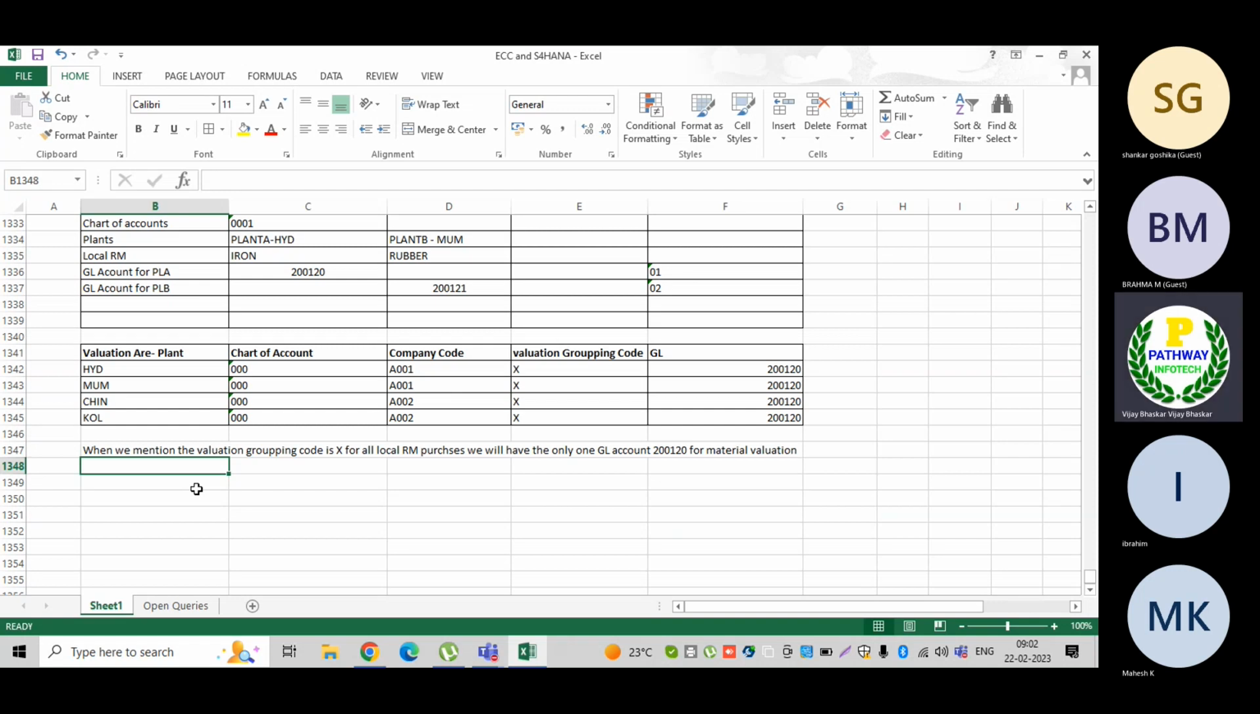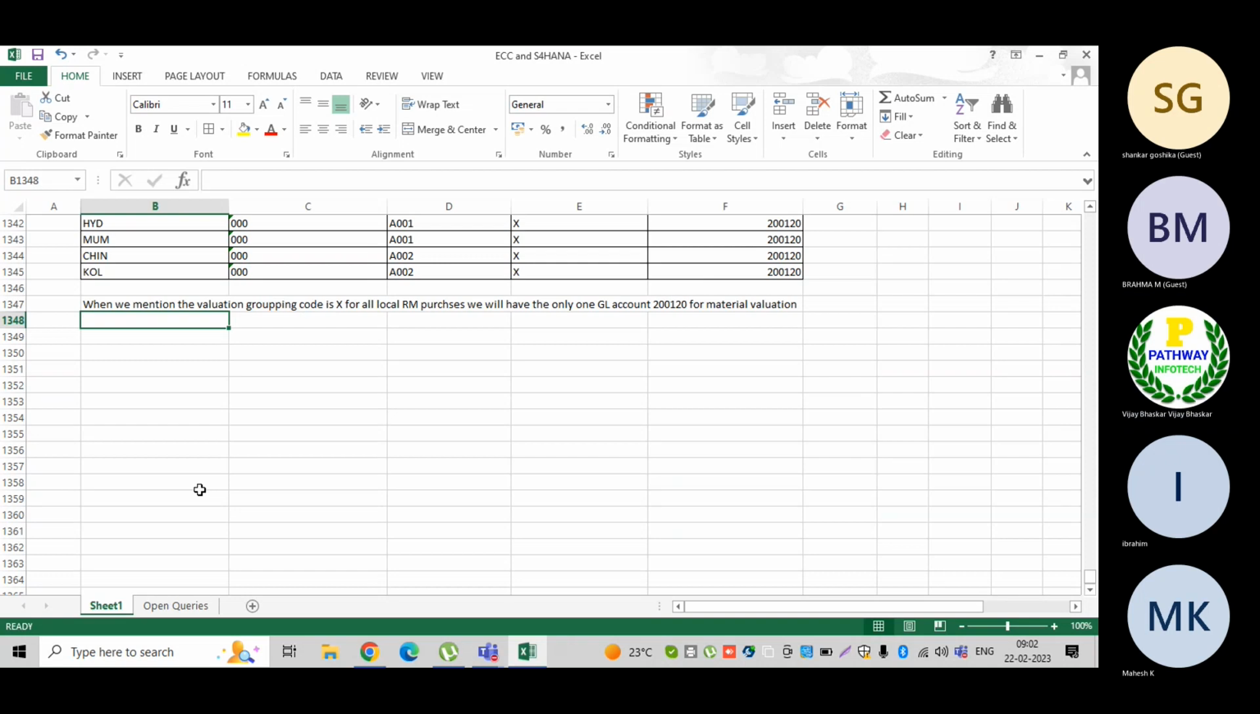Fine. Now we are talking about materials. How can I identify the materials? I have different kinds of raw materials, finished goods, and different kinds of materials. How can I identify them in the system?